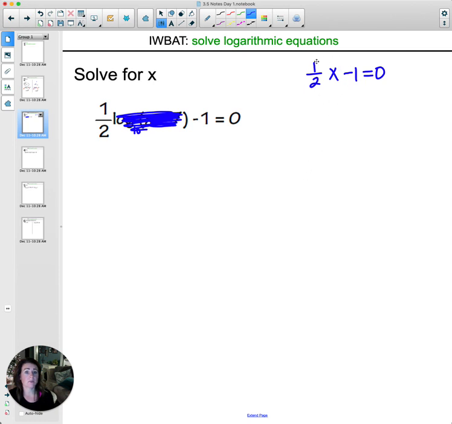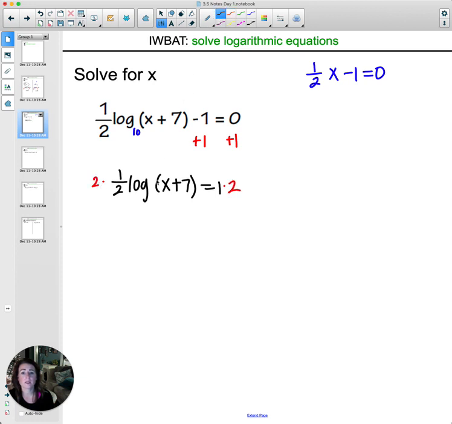Okay, so if you were going to solve this equation to get this unknown by itself, you would add 1 and then divide by 1/2 or multiply by 2. So that's going to be the same thing that we're going to do here. So we're going to isolate this log first, by adding 1 to both sides. So we have 1/2 log of x plus 7 equals 1. Okay, to get rid of that 1/2, we're going to multiply both sides by 2. So you'll end up with log of x plus 7 equals 2.